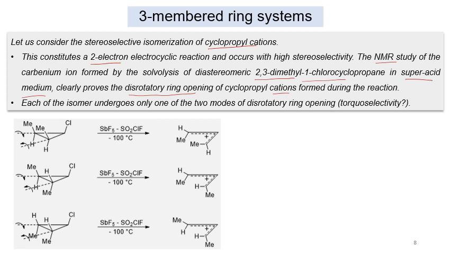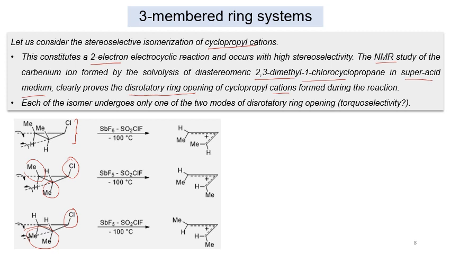Okay, so if we do the solvolysis of these three isomers, in one isomer you can see the two methyl groups and the chlorine are cis to each other. In the second one, the two methyls are trans to each other, and one of the methyl is trans to the chlorine. Whereas in the third diastereomer, you see here both the methyls are cis to each other, but they are trans to the chloro group.